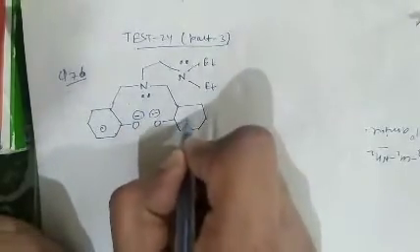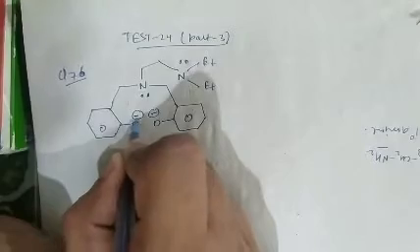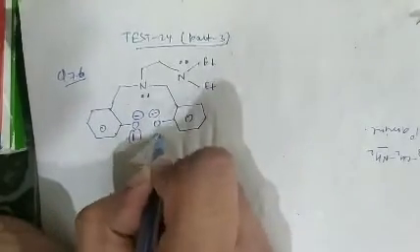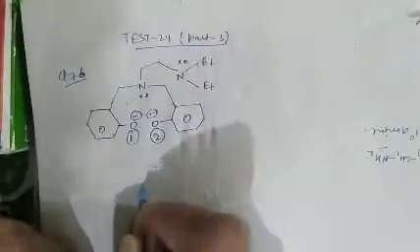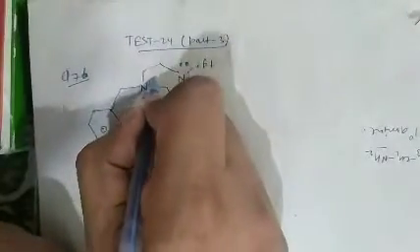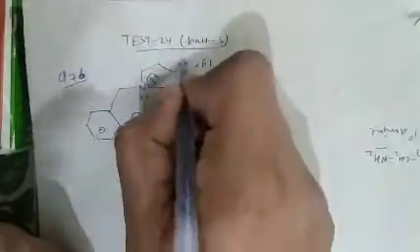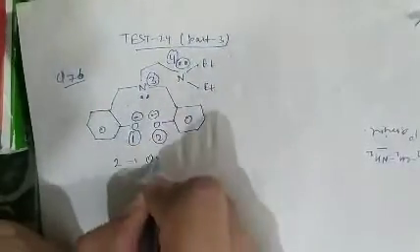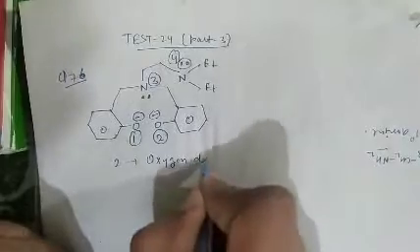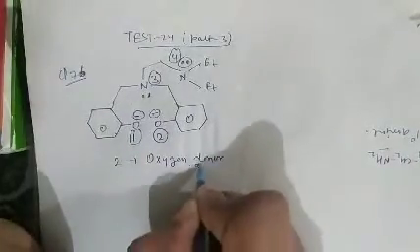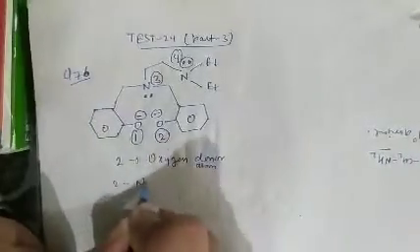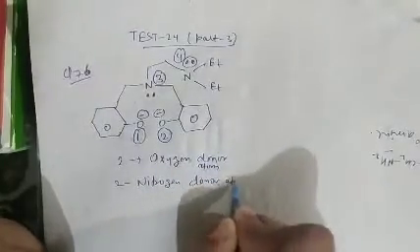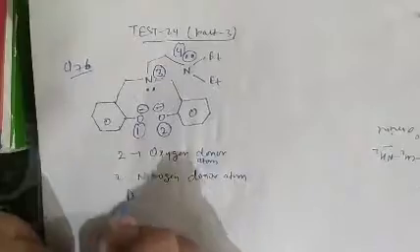So we can see that this lone pair is donated by oxygen atom, that is 1, this lone pair is also donated by an oxygen atom, this is 2. Now this lone pair is donated by a nitrogen atom, that is 3, and this lone pair is donated by this nitrogen, that is 4. So it means 2 oxygen donor atoms and 2 nitrogen donor atoms. So denticity is 4.